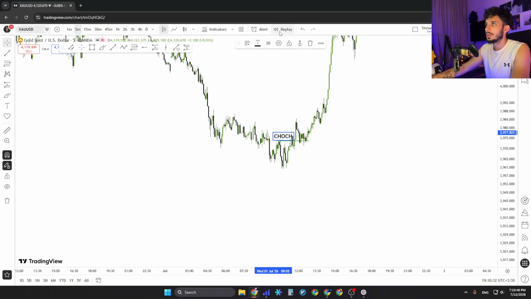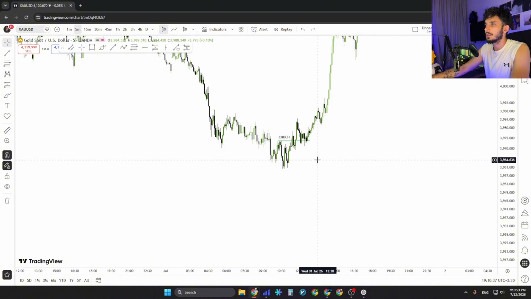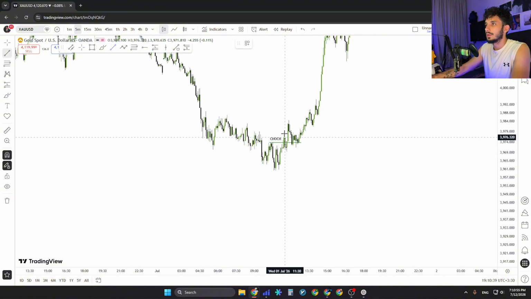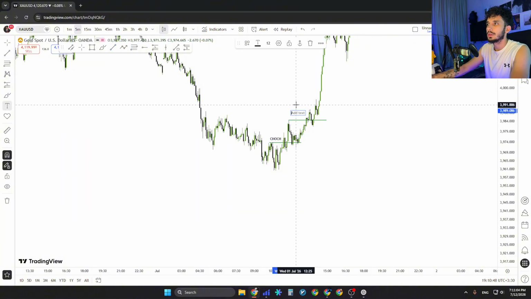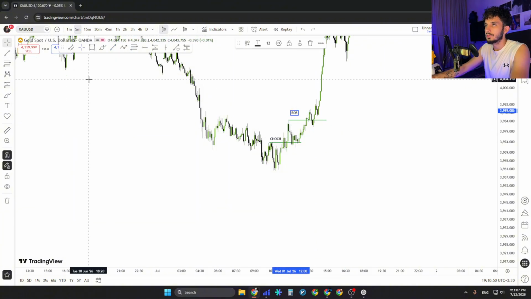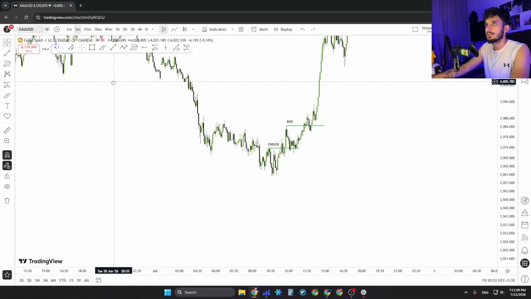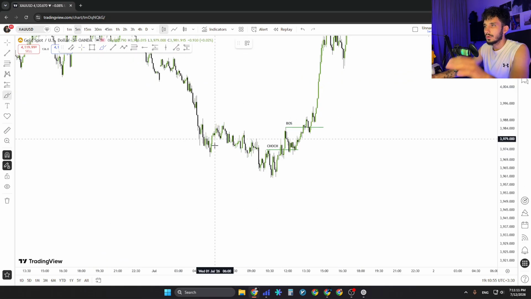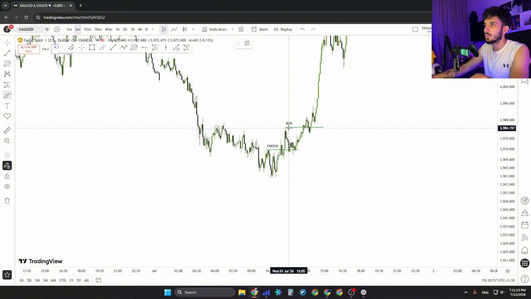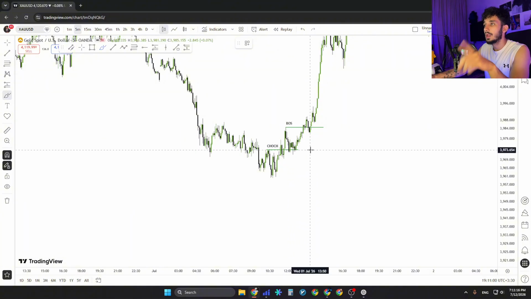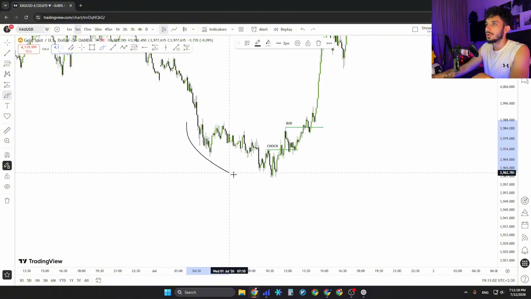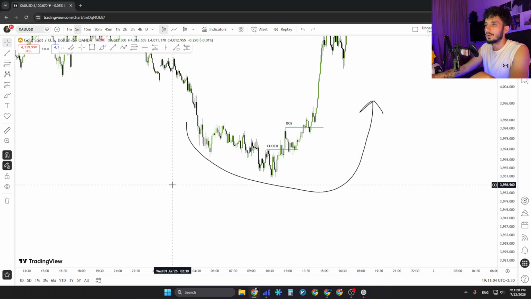Let me change its size. Yeah, something like this. I don't want to consider this one as a BOS because it is too small, and I really want to take this as a BOS. And there is our BOS. After these lower highs and lower lows, we finally have higher highs and higher lows, and our trend just reversed.